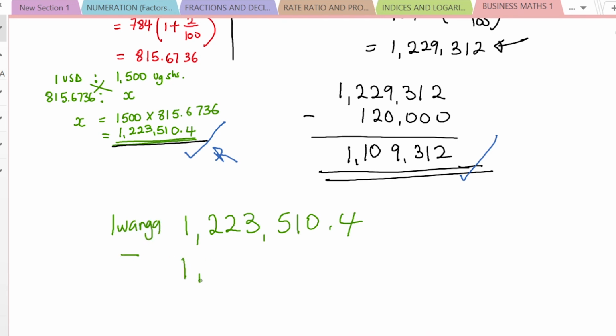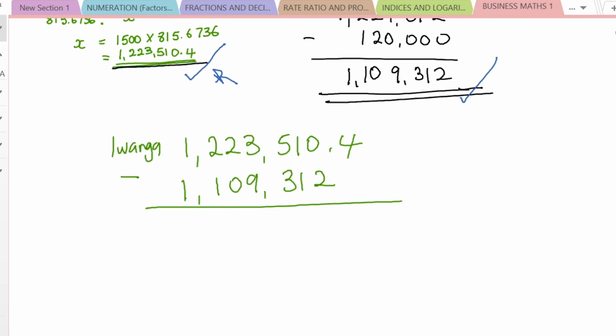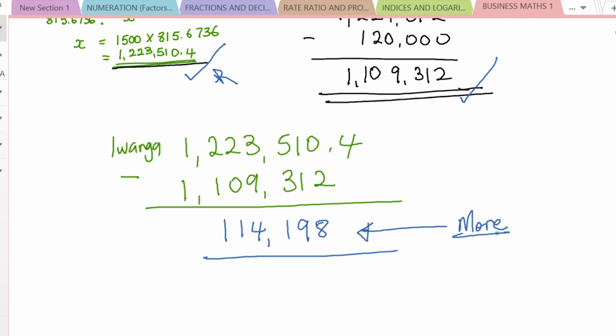Subtract 1,109,312. When you subtract the two, you'll be able to know how much Lwanga has over the other. So you realize that Mr. Lwanga has 114,198. This is how much he has more. So that's how much money he has more.